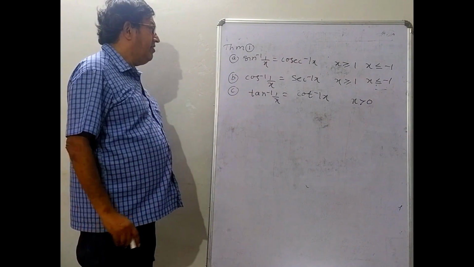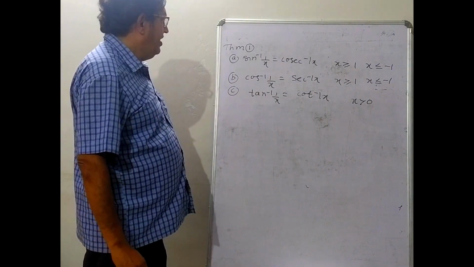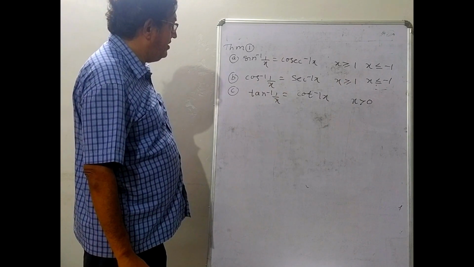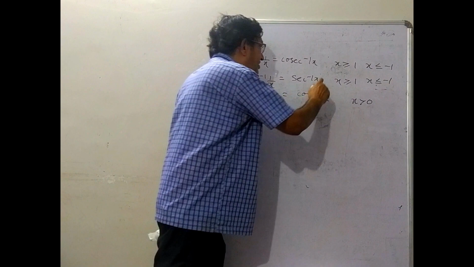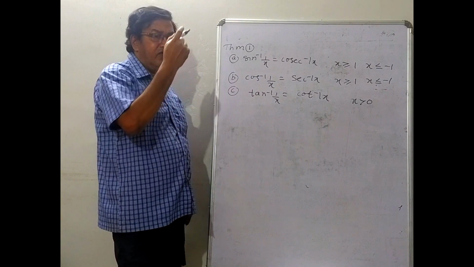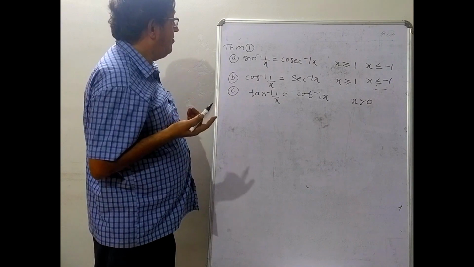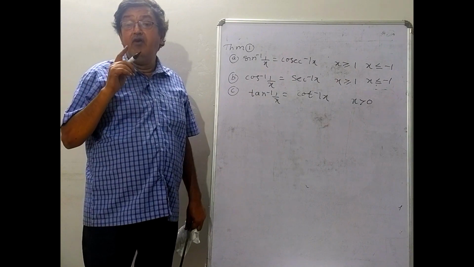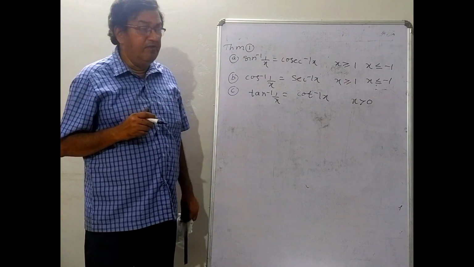So there are three parts in theorem number 1. Sine inverse of 1 upon x is cosec inverse of x. Then cos inverse of 1 upon x is sec inverse of x, and tan inverse of 1 upon x is cot inverse of x. Some conditions are given here, and you have to remember these conditions. The reason is that sometimes, for 1 mark, they may ask you any one of the conditions of different theorems in the exam. For example, they may ask: sine inverse of 1 upon x is equal to cosec inverse of x is defined for what values of x? So you have to remember these conditions along with the theorems.